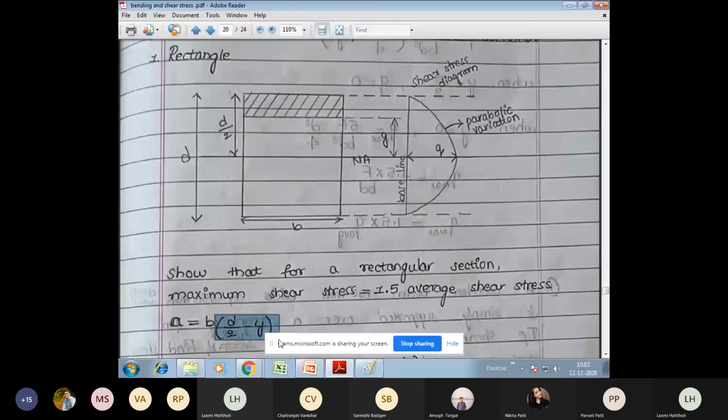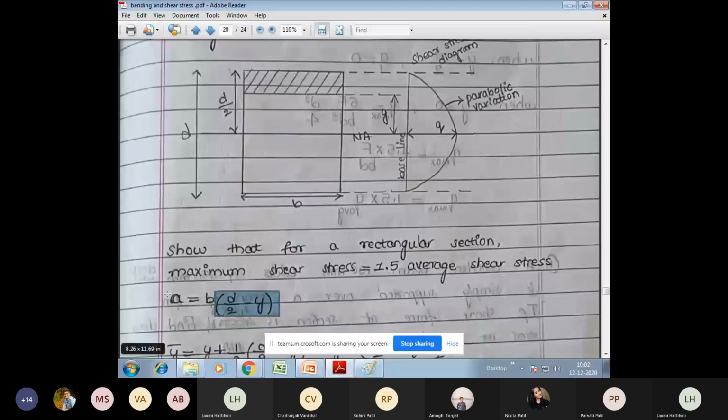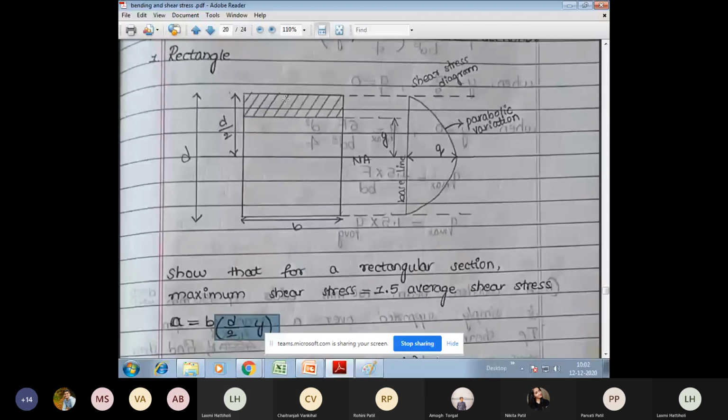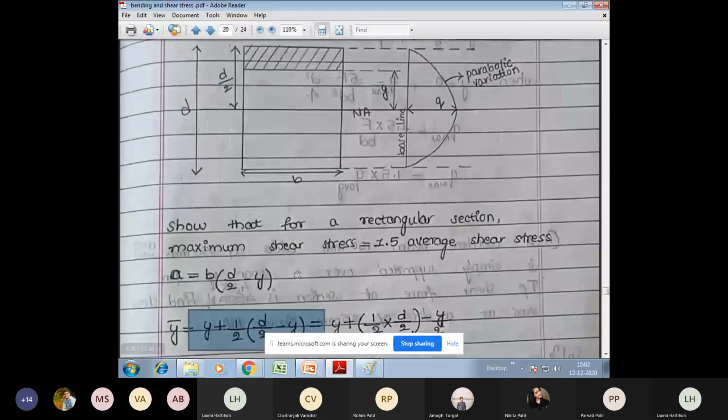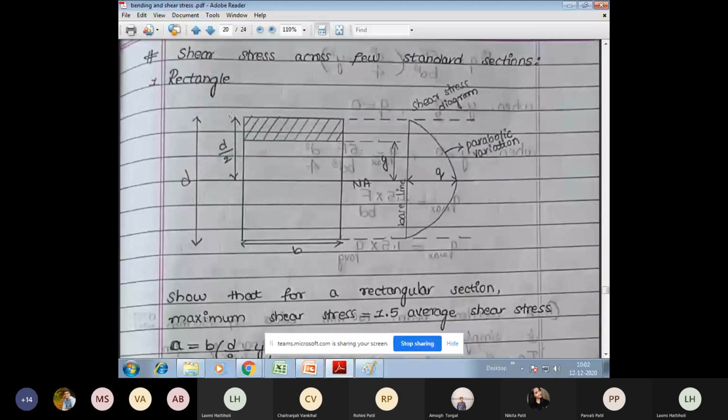Next is Y bar. I have already explained what Y bar is. Take the CG here; the distance from this to the neutral axis will be your Y bar. So that Y bar is nothing but Y plus 1 by 2 into D by 2 minus Y. That is, Y plus half of D by 2 minus Y. Just subtract this first, D by 2 minus Y, and then you will get this portion.